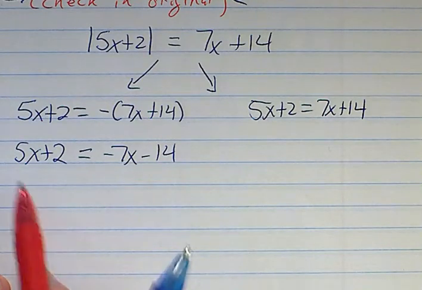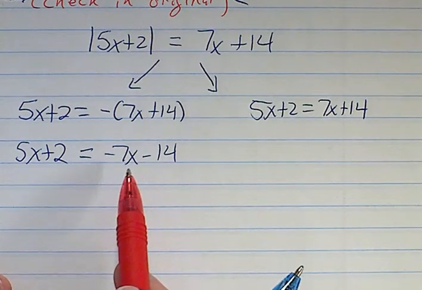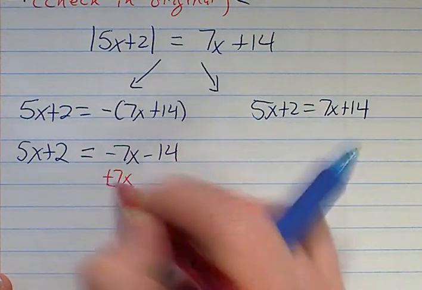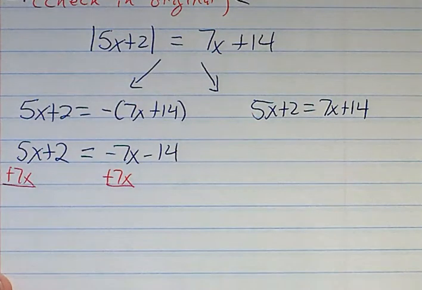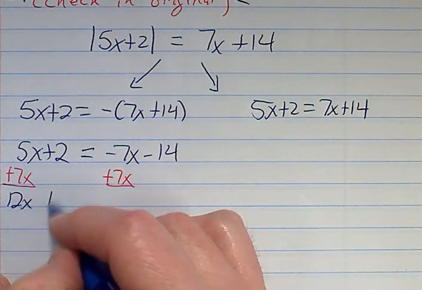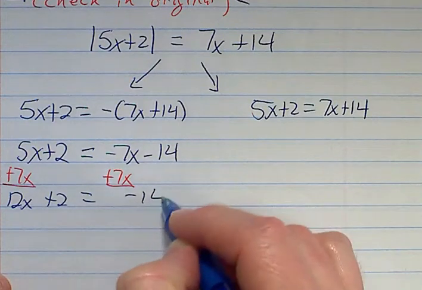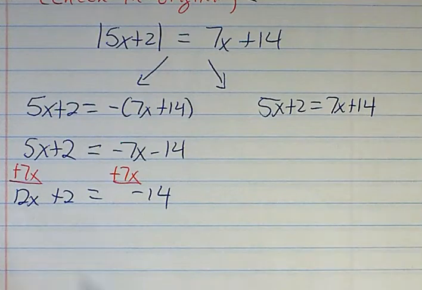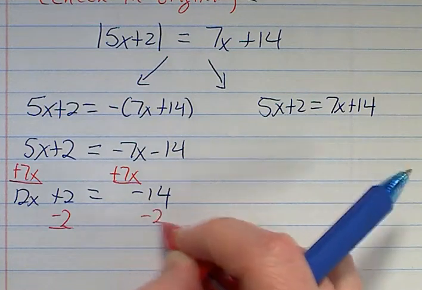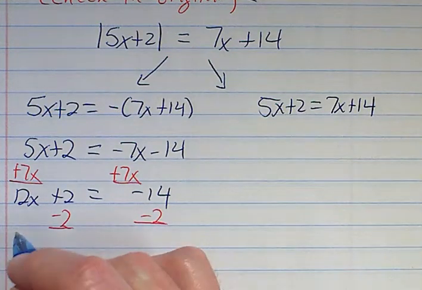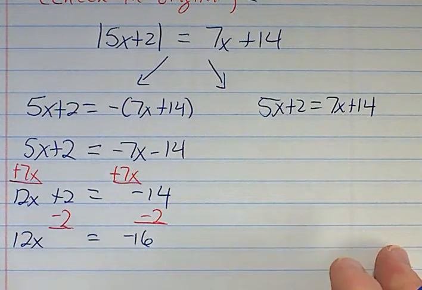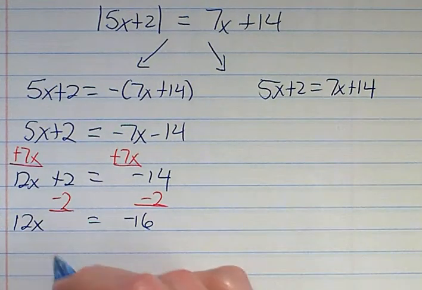Alright, so you've got 5x and the negative 7x, and again, I kind of like getting rid of the negative variables, so if you've got a negative 7x, let's make it so we can add 7x to both sides. If we can keep the numbers positive, that usually winds up being the better option for things we do. So we've got 12x plus 2 equals negative 14. Get rid of that plus 2. And then divide by 12.